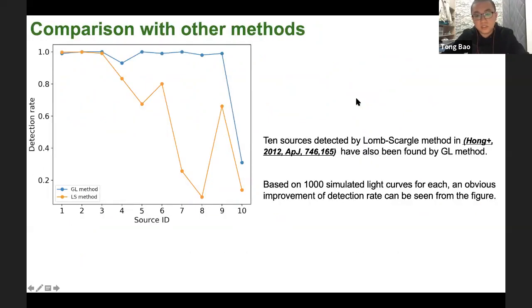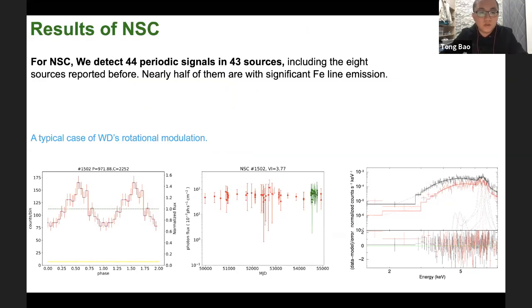Also, the 10 sources detected before by the Lomb-Scargle method have also been found by the GL method here, so we can do a direct comparison between these 2 methods. Based on the 1,000 simulated light curves for each, we can see a better performance of the GL method compared to the Lomb-Scargle method for many of these sources. And for the results, we detect 44 periodic signals in 43 sources in the nuclear star cluster.